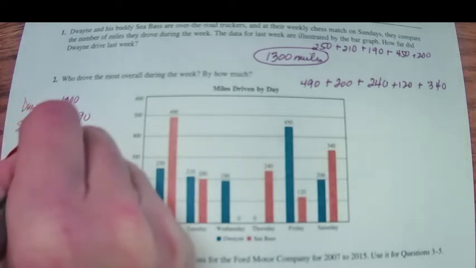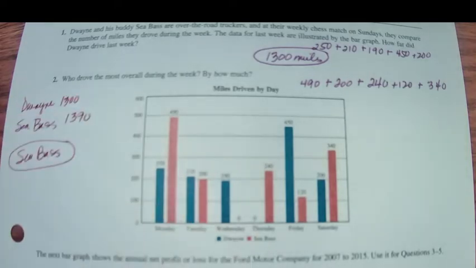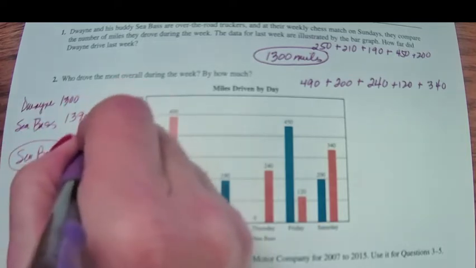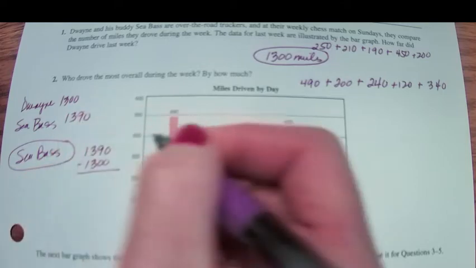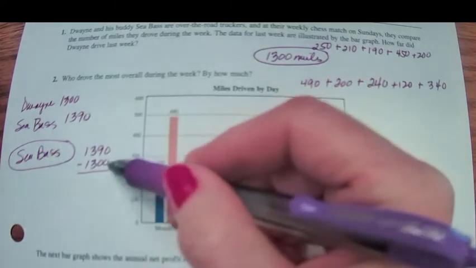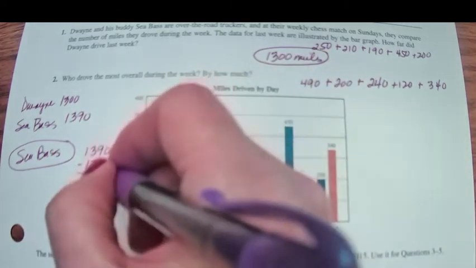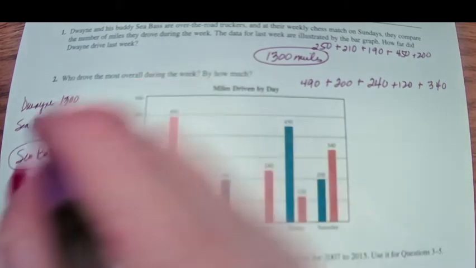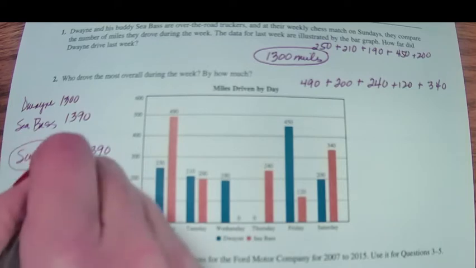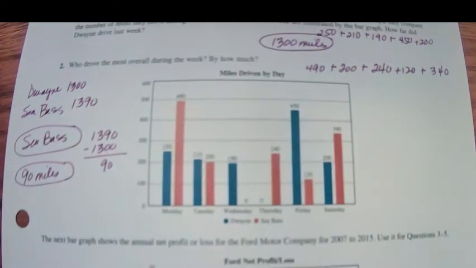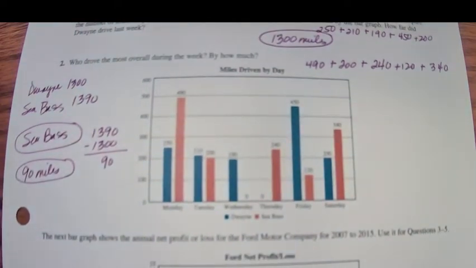So who drove the most overall miles? Seabass drove the most overall miles, and by how much? Well, this you might be able to do mentally, but what we do is we take the large number and subtract the smaller number, and we say by 90 miles. Seabass drove 90 miles more than Dwayne.